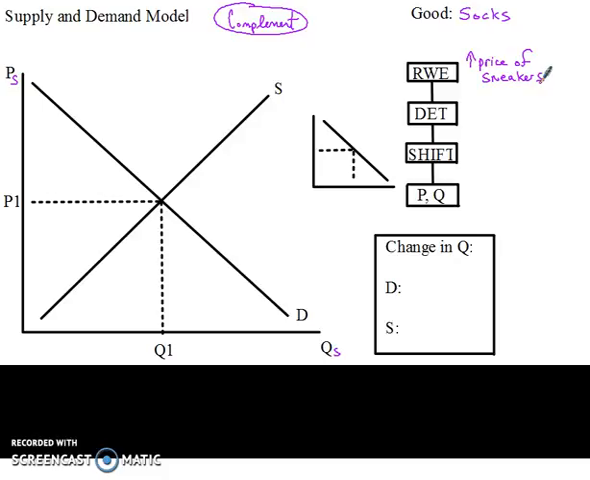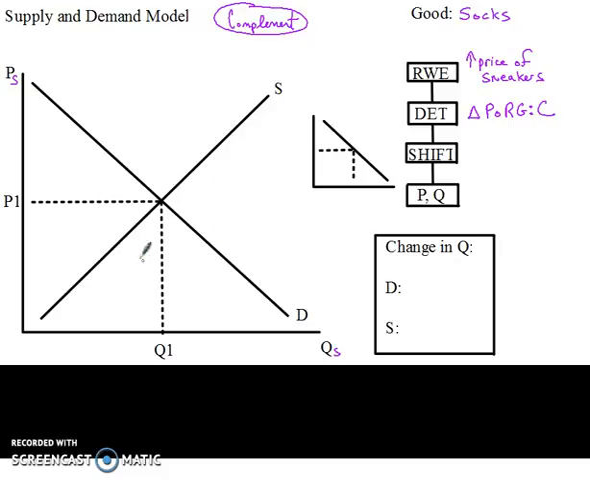So the first thing we'd have to do is identify that sneakers and socks are complementary goods. They're not substitutes for each other, generally speaking. So we would say my determinant in the sock market is going to be a change in the price of related goods complements. That's what's going to happen here in the sock market.